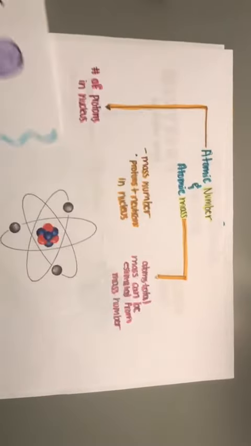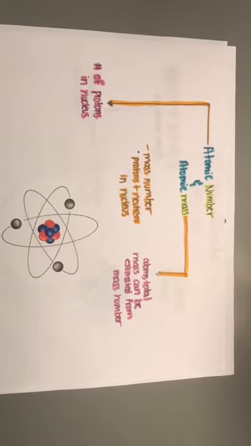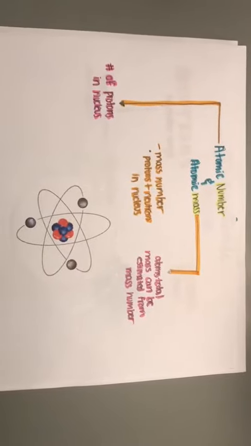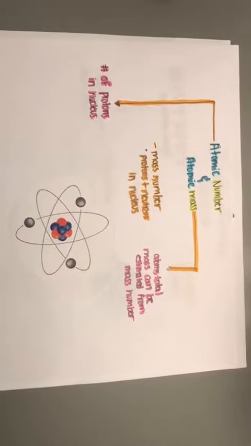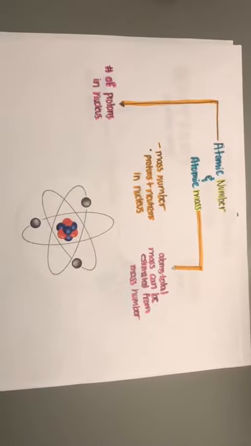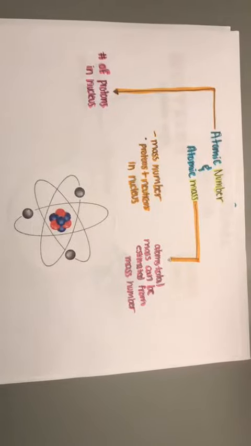The atomic number and mass would be the qualifying features of an element. The number would be the amount of protons in a nucleus, and the mass would be the atom's total mass, and it can be estimated from the mass number.